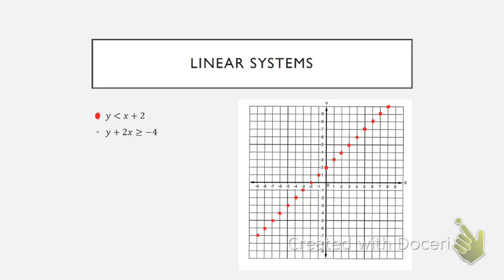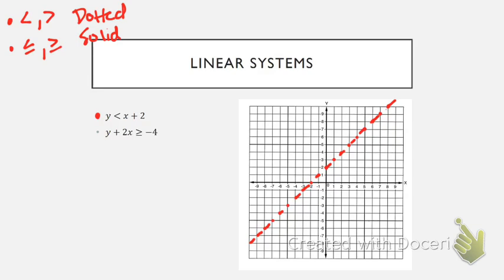And now I have to determine, is it a solid line or a dotted line? We use dotted for these, solid for these. If you look at the one I'm doing in red, it's just y is less than x plus 2, so we're going to have just a dashed line. It doesn't need to be beautiful.